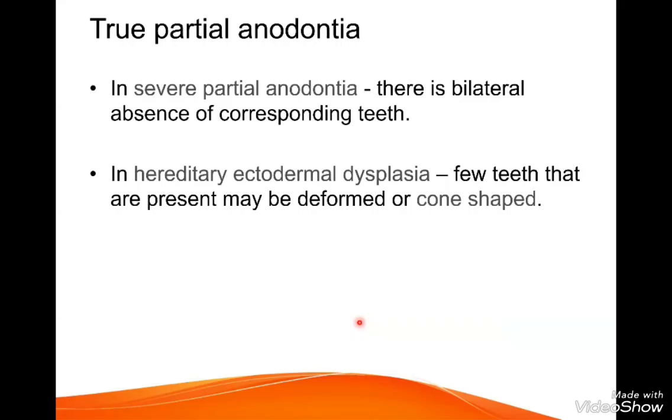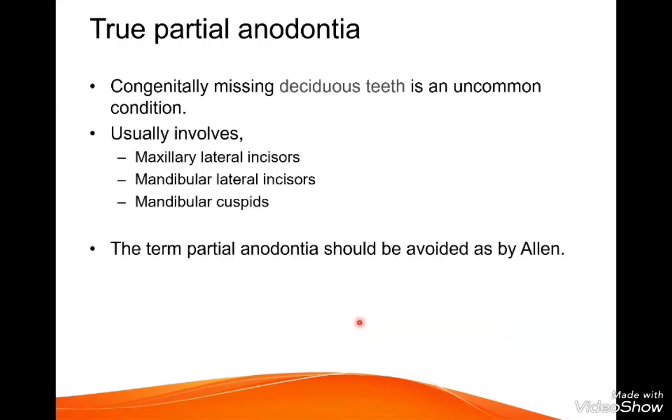Coming to true partial anodontia, in severe partial anodontia, there is bilateral absence of teeth. This can also be seen in hereditary ectodermal dysplasia. Apart from the missing teeth, you can also see deformed or cone-shaped teeth. Congenitally missing deciduous teeth is generally uncommon. Generally, permanent teeth are congenitally missing, and usually maxillary laterals, mandibular laterals, and mandibular cuspids are also seen.